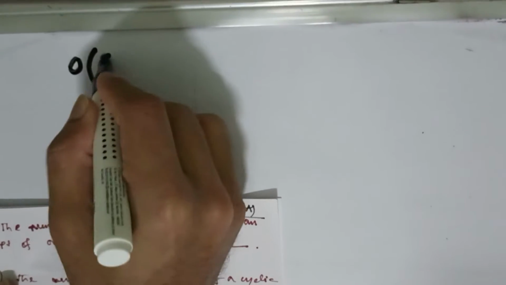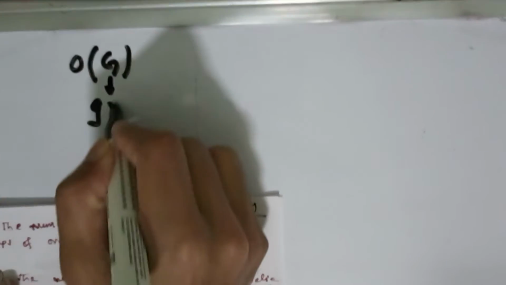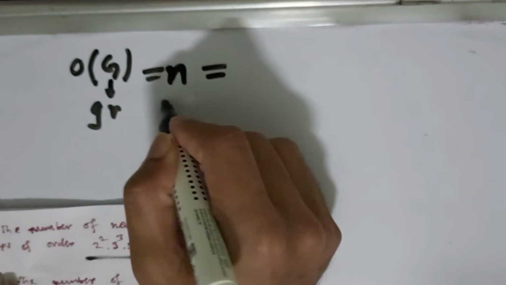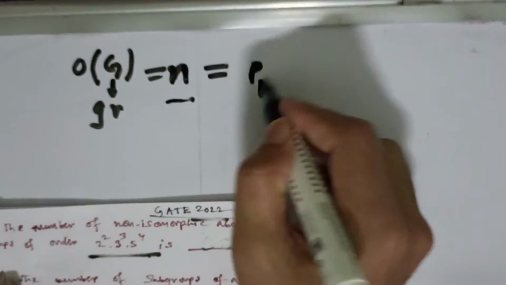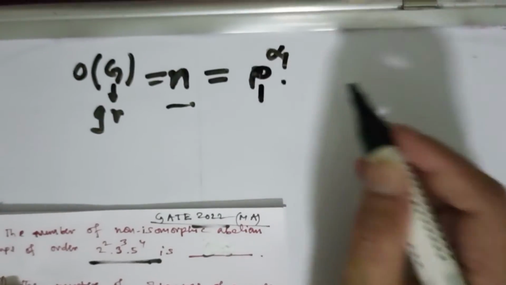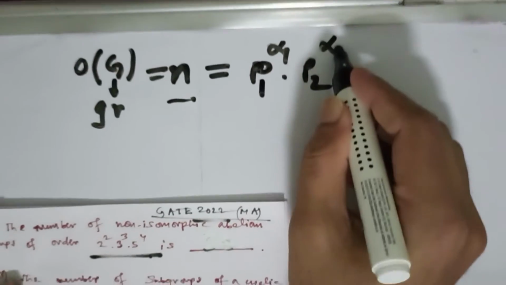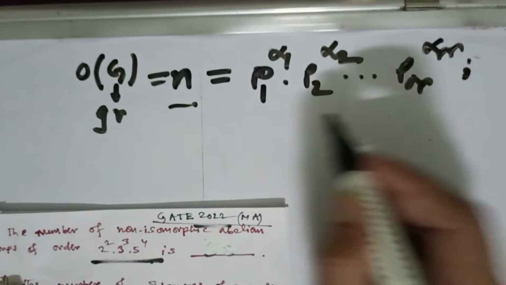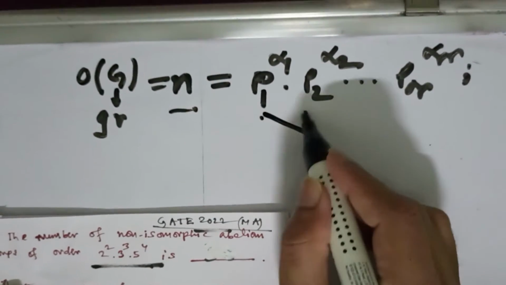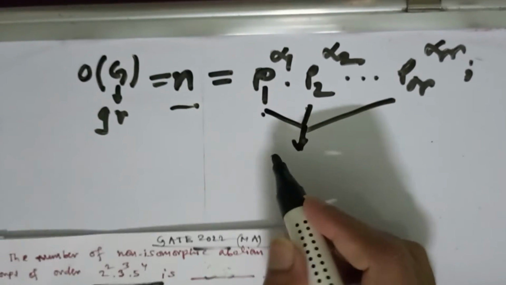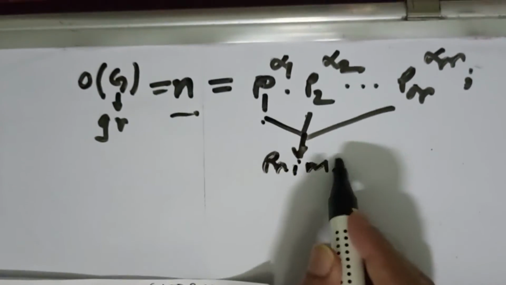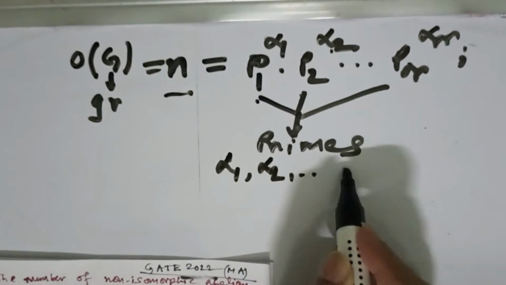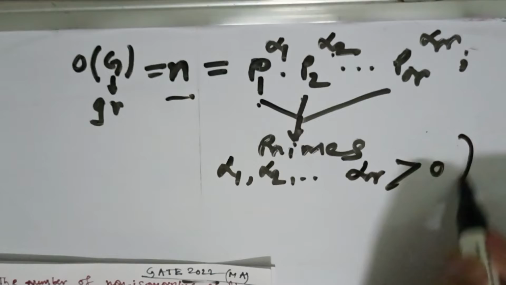If G is an abelian group of order n, and n is an integer, we can prime factorize this. Suppose the prime factorization of n is p1 power alpha 1, p2 power alpha 2, and pr power alpha r, where p1, p2, pr are primes and alpha 1, alpha 2, alpha r are positive exponents.